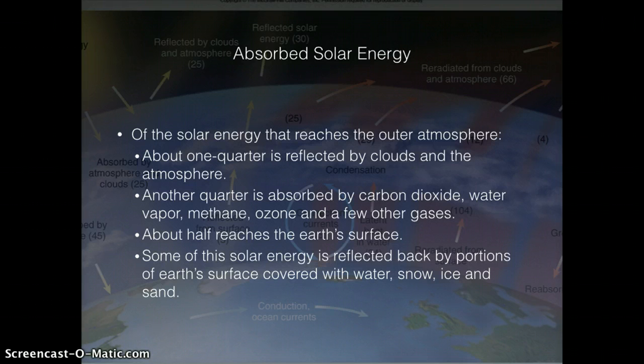About half of incoming solar radiation, or insolation, reaches the Earth's surface. Most of this energy is in the form of light or infrared or heat energy. Some incoming solar energy is reflected by bright surfaces, such as snow, ice, and sand. The rest is absorbed by the Earth's surface and by water.